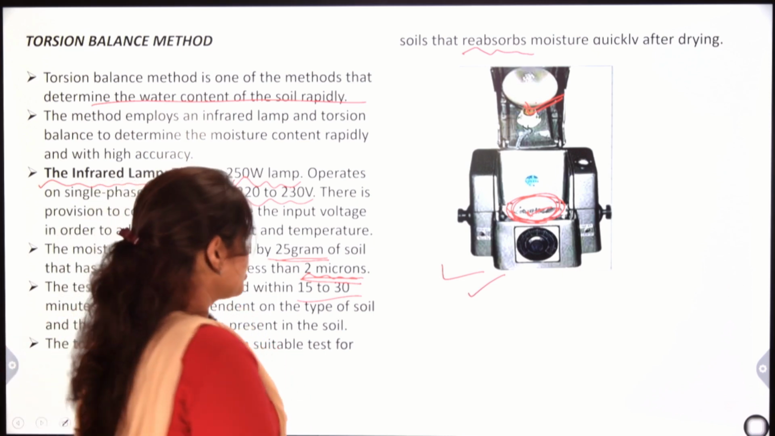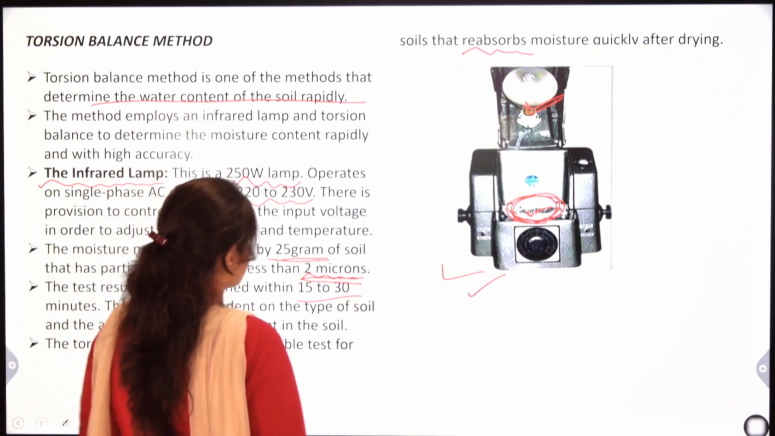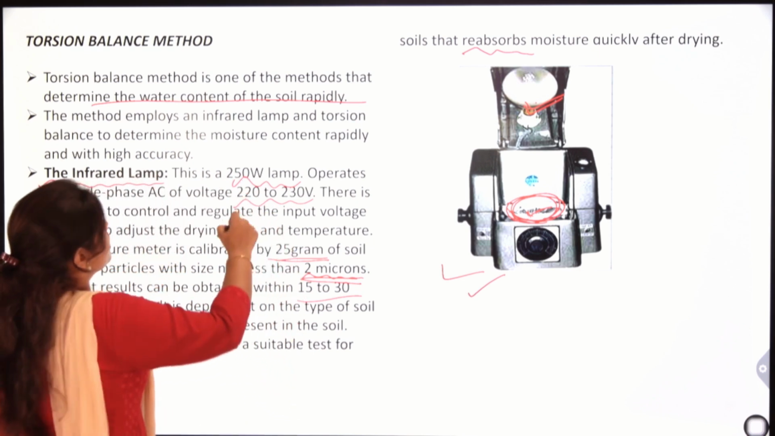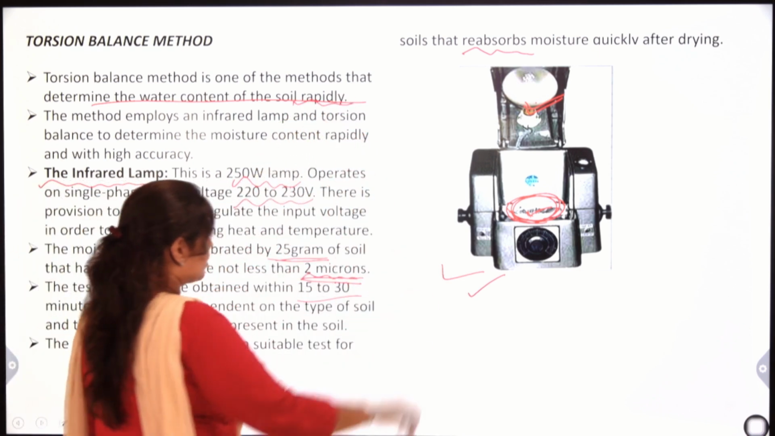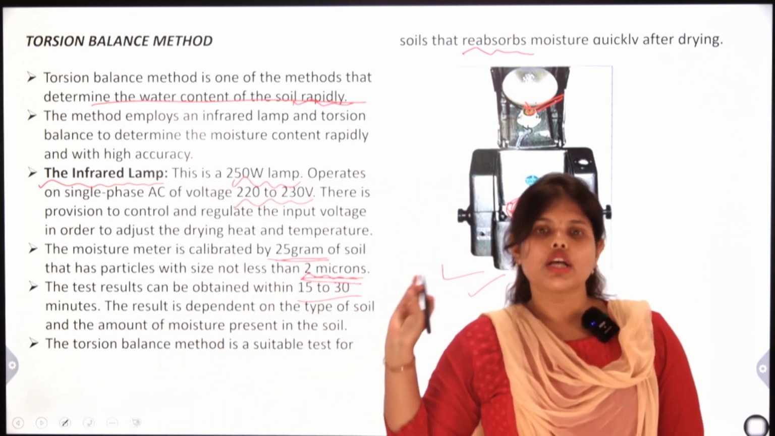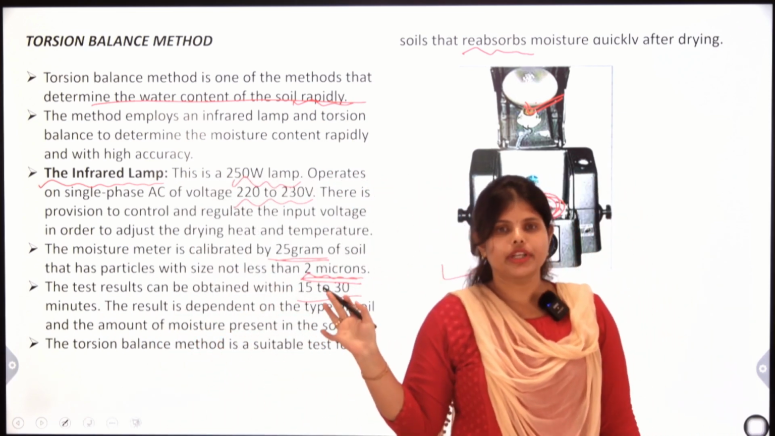Okay. So, Torsion balance method, there are only 2 to 3 points. It is conducted rapidly and only takes 15 to 30 minutes, and the soil sample is 25 grams of soil.